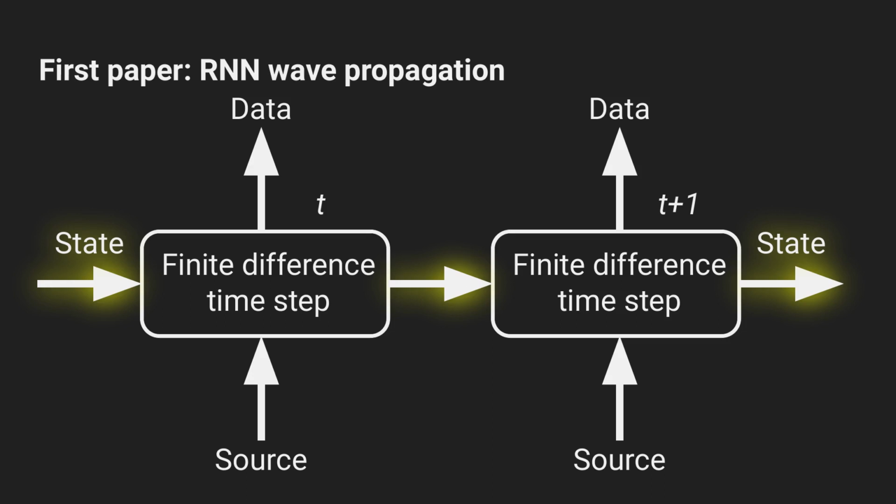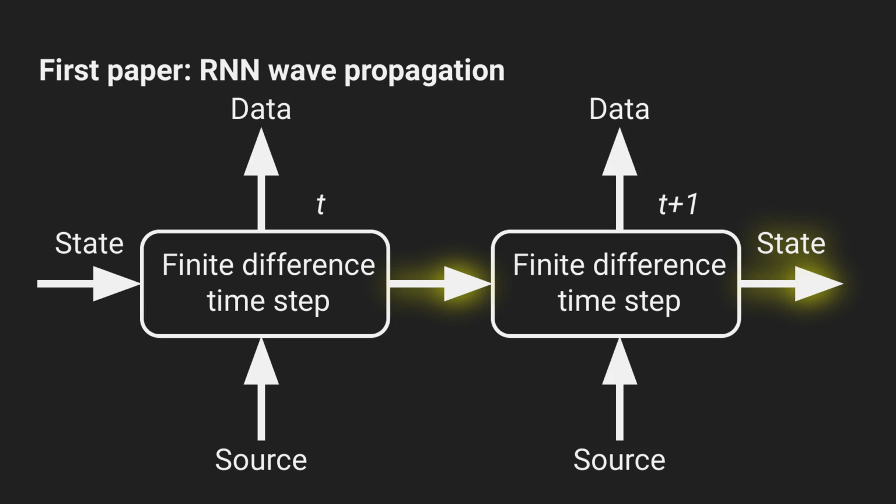The state vector contains information needed to propagate to the next time step, such as the wavefield for the previous two time steps so that you can calculate the second time derivative in the wave equation. The input to each time step is the amplitude of the source at that time step, and the output is the receiver data recorded during that time step. It also outputs the new state vector that gets passed on to the next time step so that you can repeat the procedure.